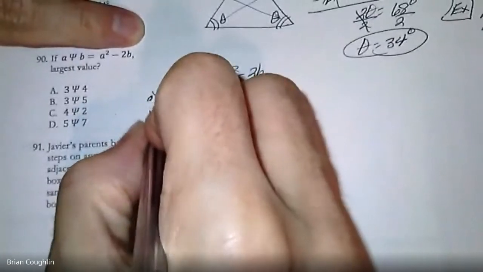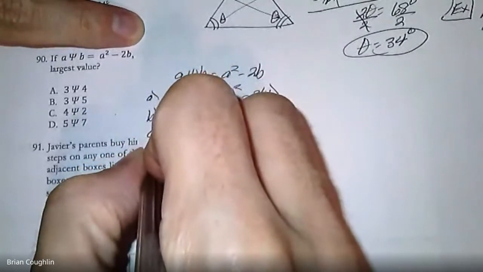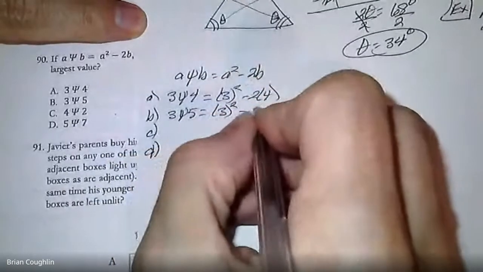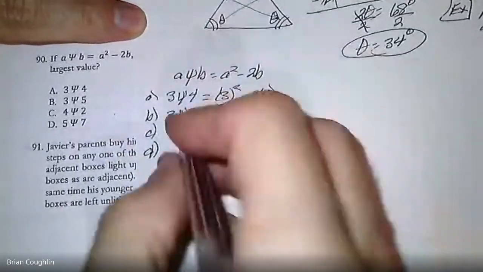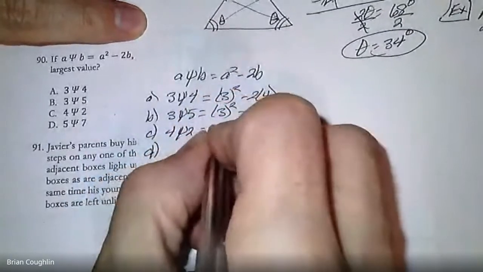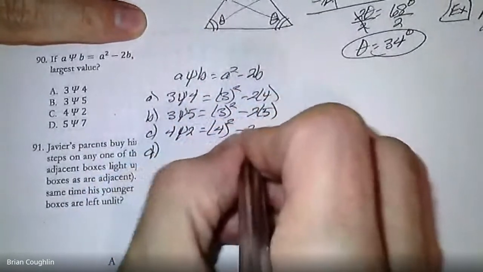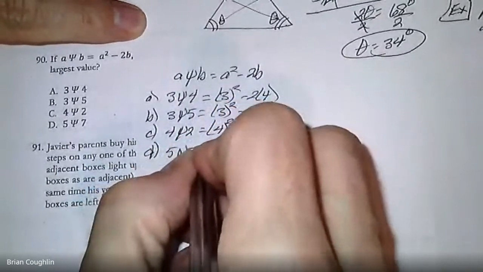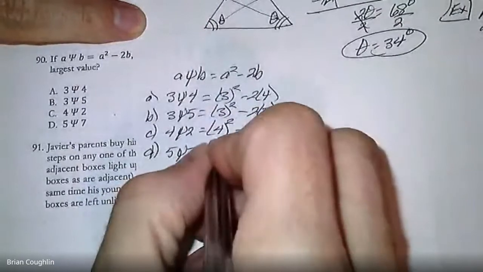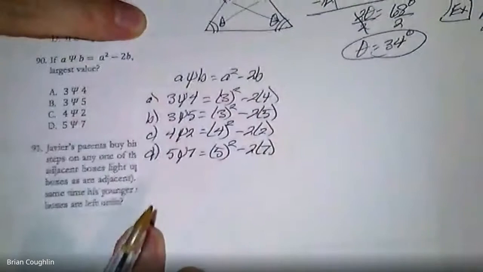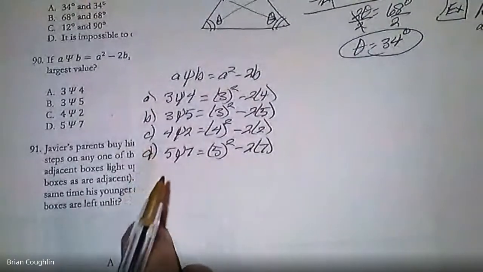Here's A, B, C, D. They used capital letters, but whatever. 3 psi 5 is 3 squared minus 2 times 5. Sorry, I'm getting a little sloppy here because I want to go fast. 4 psi 2 will be 4 squared minus 2 times 2. And 5 psi 7 is equal to 5 squared minus 2 times 7. Again, there's really nothing in here that'll tell us ahead of time which one's going to be bigger. We just have to try them.